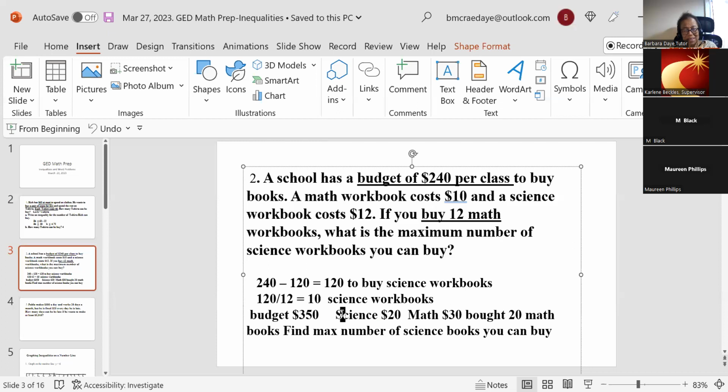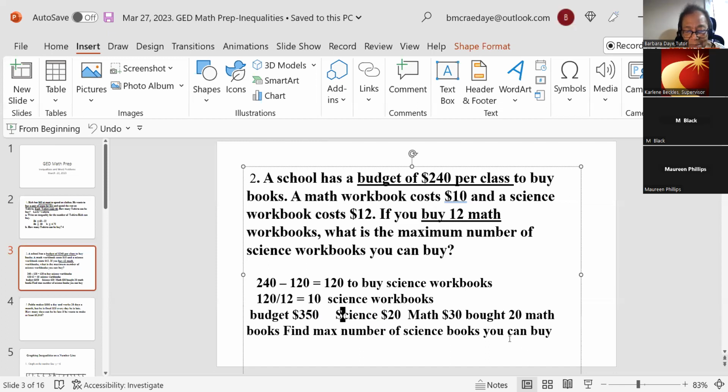The error, you shouldn't have $20? No. Maureen, do you see the error? Science costs 20, math costs 30. Maybe you should have put like 30 math books. No. Look here: if a math book costs 30 and I buy 20, how much money do I need? Oh, $600. I don't have a big enough budget.